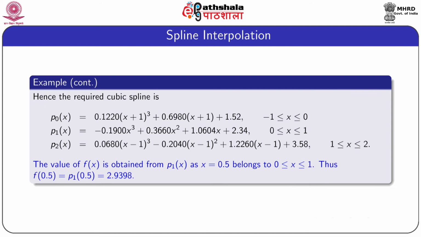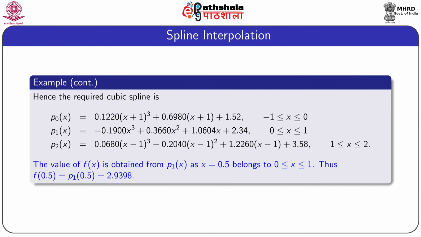This is valid for 0 less than or equal to x less than or equal to 1, and the third polynomial is p2(x) equal to 0.0680 into (x minus 1) power 3 minus 0.2040 into (x minus 1) power 2 plus 1.2260 into (x minus 1) plus 3.58. This polynomial is valid for 1 less than or equal to x less than or equal to 2. So, we obtain three cubic polynomials for three intervals. The entire set of polynomials represents the cubic spline.